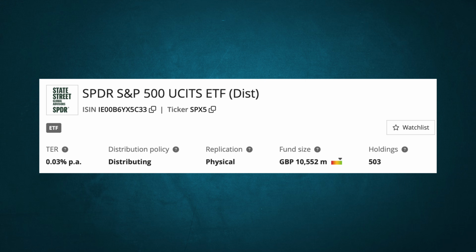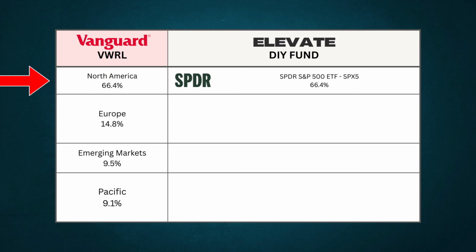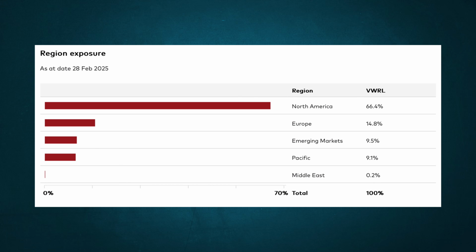Now, it's worth mentioning at this point that any ETF that generally tracks the S&P 500 is going to have a similar split within its weightings. So this was just a case of finding one with the lowest fee. The best part of this fund is that the fee is just 0.03%, which I was really impressed by, and this has got to be one of the cheapest ETFs on the market today. We'll be using this ETF to cover our US exposure, making up 66% of the fund, reflecting that of our VWRL fund. Next up, we need to cover Europe, which makes up 14.8% of VWRL.